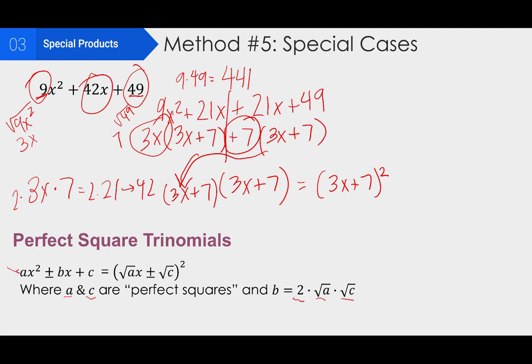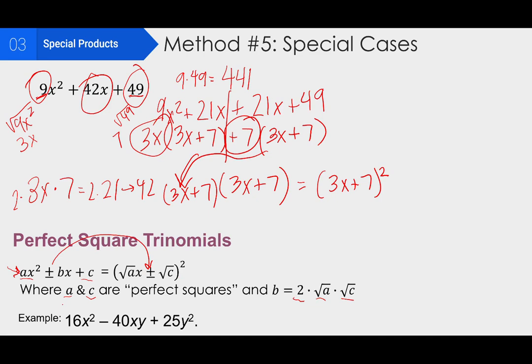Looking at this explanation here, ax squared plus bx plus c, this can also happen with a minus bx, but it always has to be plus c. Whatever the sign of b is will give you the sign for your parentheses. So you can take the square root of the first term and the square root of the last term and plop those in parentheses. Let's look at this example.